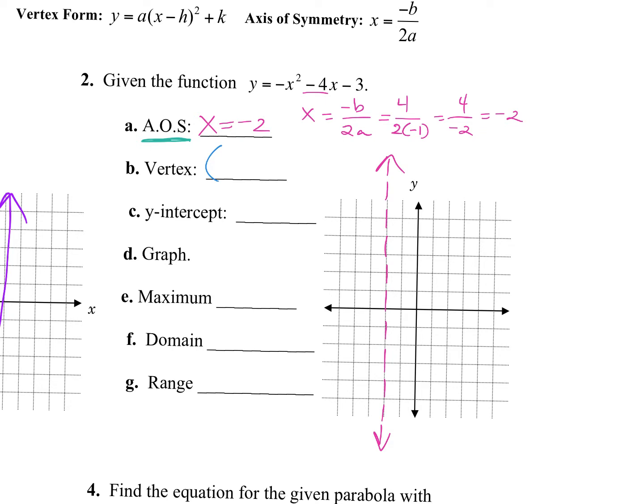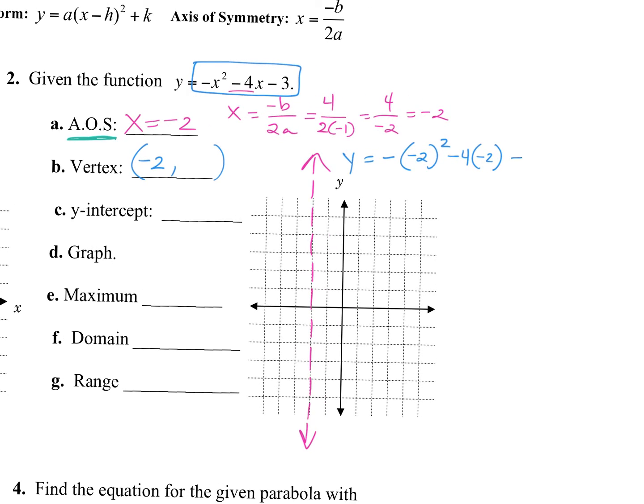-2, right? That same value gets plugged into your vertex. How do you find your Y? Plug it in. Okay, now be careful here. Look at this equation and look at what we're working with. I'm going to plug it in over here. Y equals negative, now put parentheses, -2 squared minus 4 times -2 minus 3.